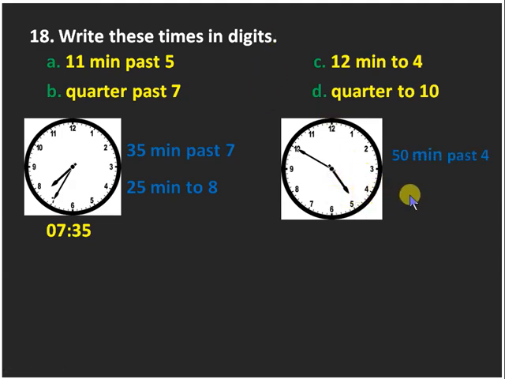50 minutes past 4 and 10 minutes are left for 5 o'clock. You say 10 minutes to 5. And in digits, 4:50. Yes.